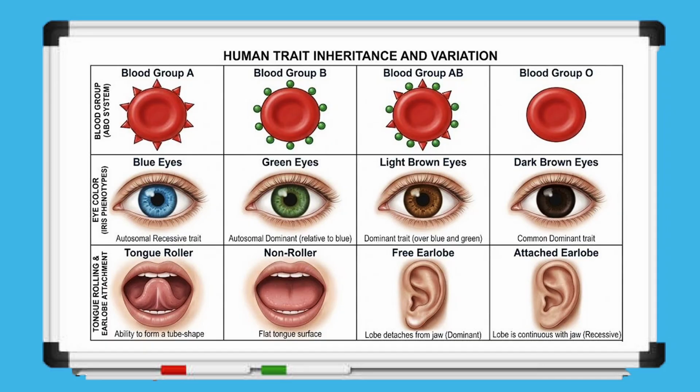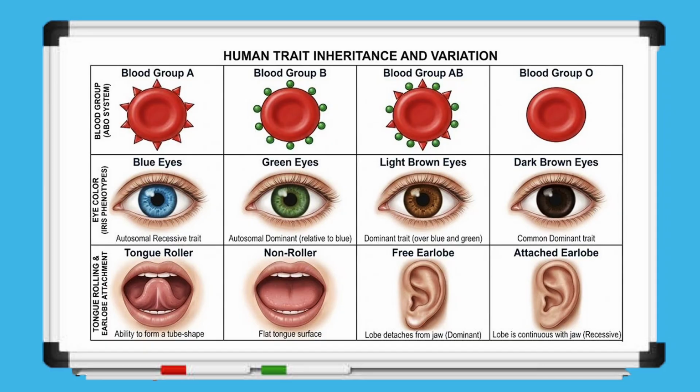For tongue rolling, the genotype depends on whether a person inherits the dominant allele for rolling or two recessive alleles. The phenotype is whether the person can roll their tongue into a tube shape or cannot. For earlobe attachment, the genotype determines whether a person has the dominant allele for free earlobes or recessive alleles for attached earlobes. The phenotype is whether the earlobes hang freely or are attached closely to the side of the head.